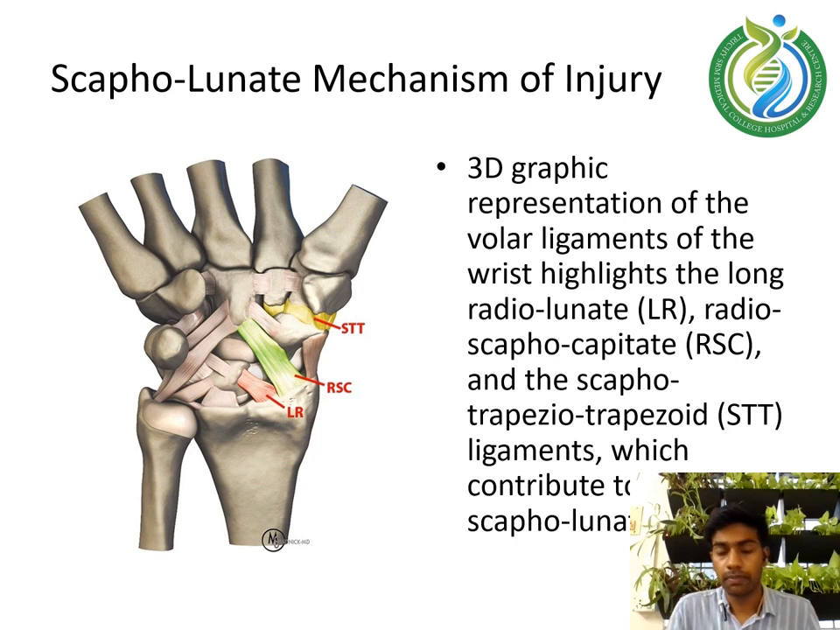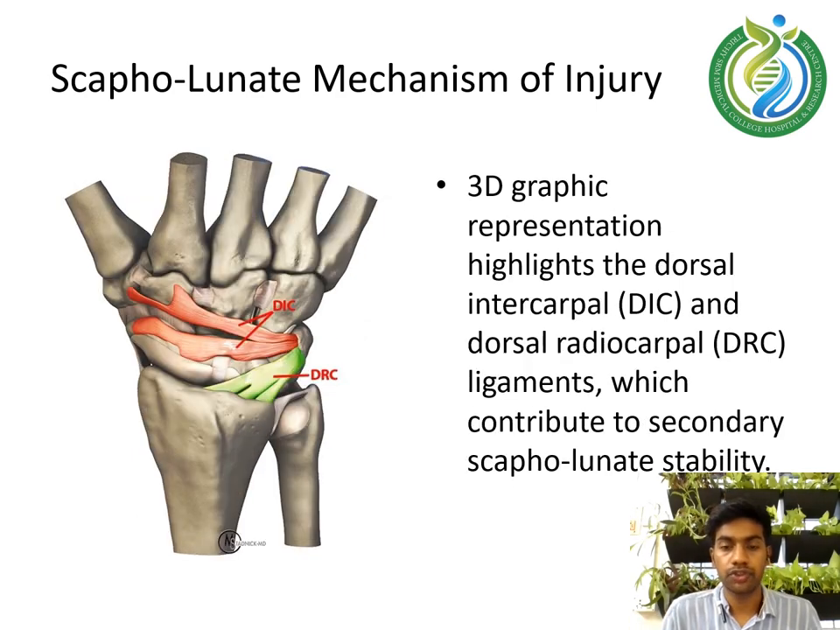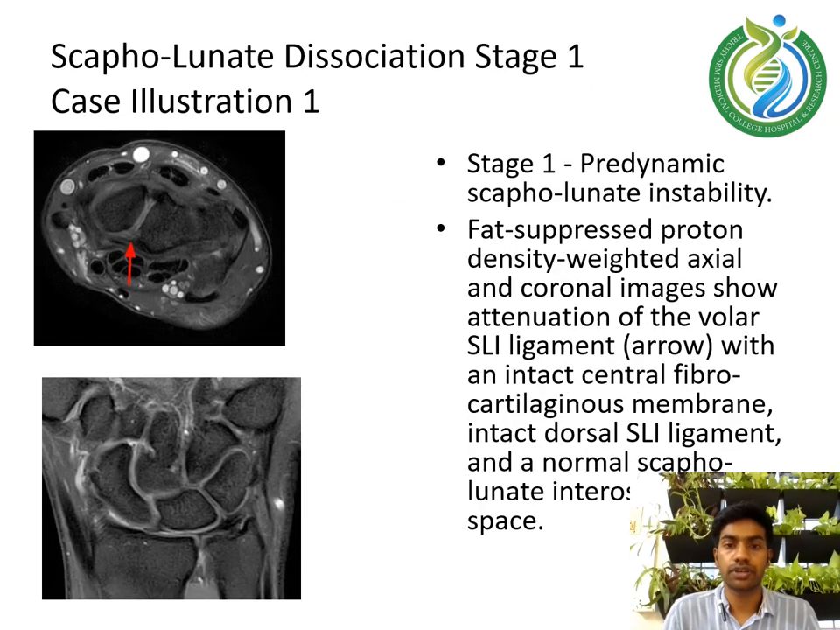The scapho-lunate mechanism of injury. On the left is the 3D representation of the volar ligaments of the wrist, highlighting the radiolunate (LR), radioscapho-capitate (RSC), and scapho-trapezio-trapezoid (STT) ligaments, which contribute secondarily to scapho-lunate instability. Next is the 3D graphic representation highlighting the dorsal intercarpal (DIC) and the dorsal radiocarpal ligaments, which also contribute to secondary scapho-lunate instability. The scapho-lunate instability we are going to discuss as case illustrations.